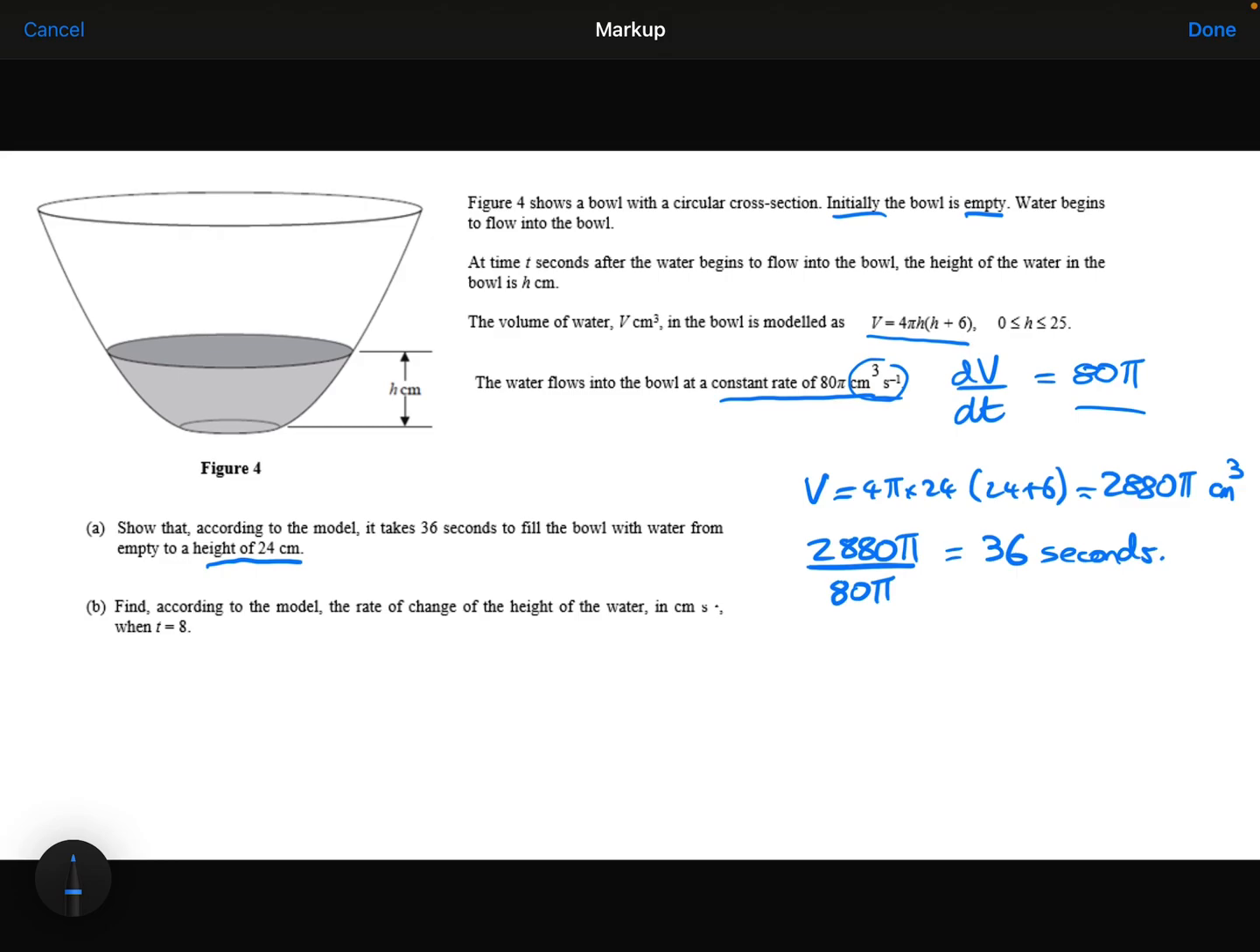Part B, find, according to the model, the rate of change of the height of the water when t is 8. So we need to find the rate of change of the height. So that's dh by dt. That's what I want to find here. So let me say dh by dt. Now I don't know what that is at the moment, but I do know dV by dt. So I can connect the rates of change here. I know dV by dt, so let me put a dV there, which means I need a dV here.